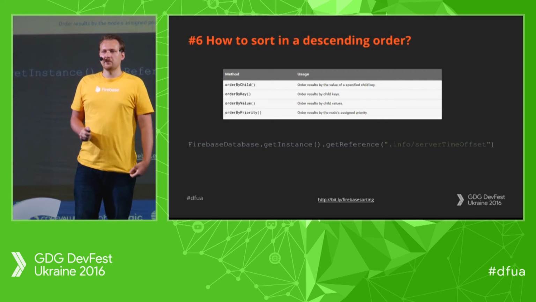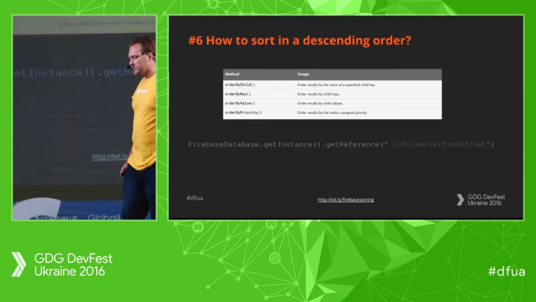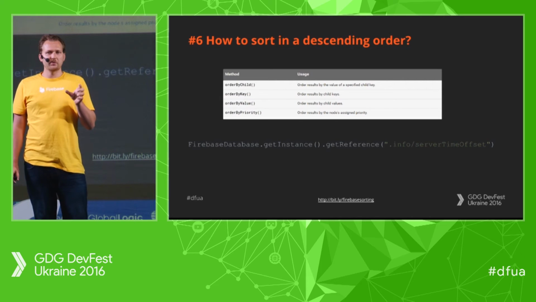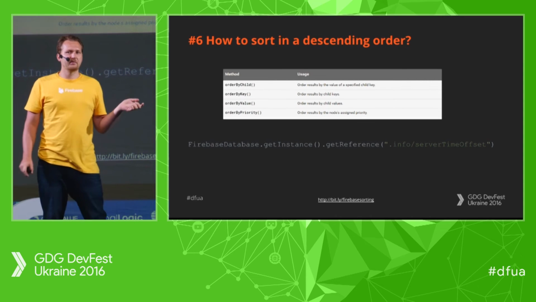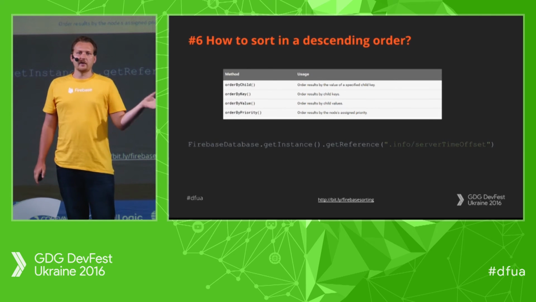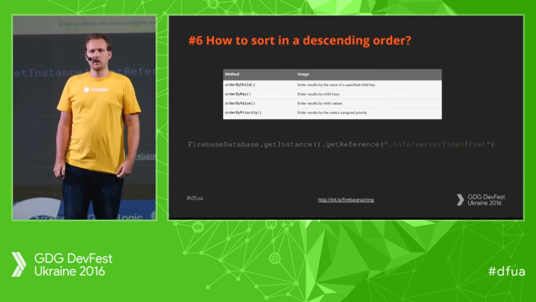There is a hidden field in Firebase called info.serverTimeOffset. And you get the offset from your local time to Firebase servers. And you can create this server time offset even offline. Like you don't need to be online for getting this server time.